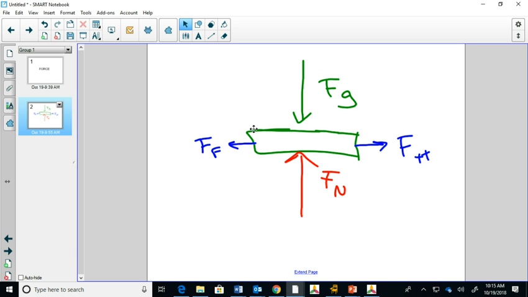Okay, what if I do this and put some more weight on here? What do you think is going to happen now? It's going to take more force for him to get this going, right? Let's see if we can actually get a reading here. Gentle.